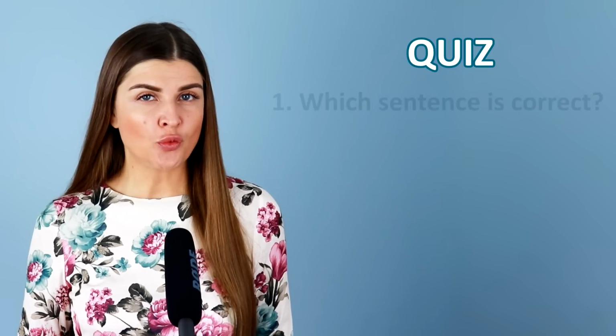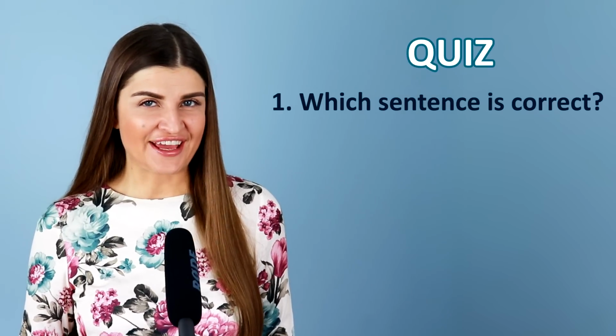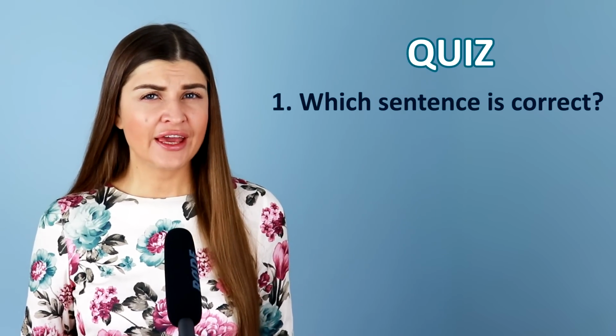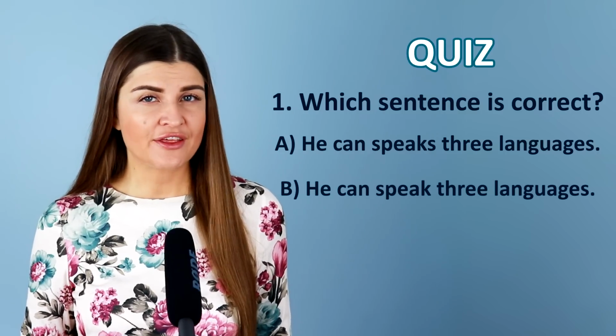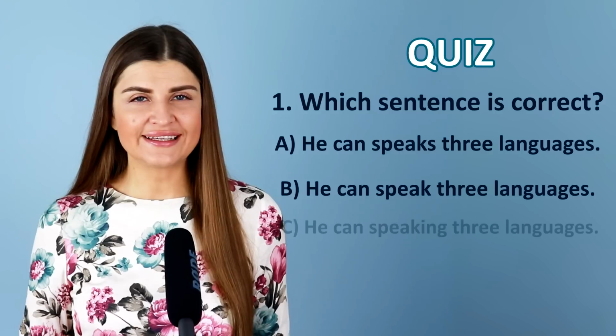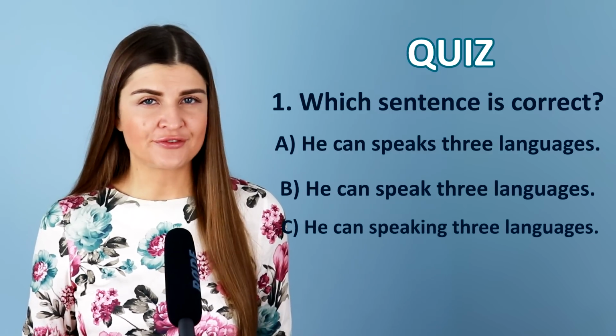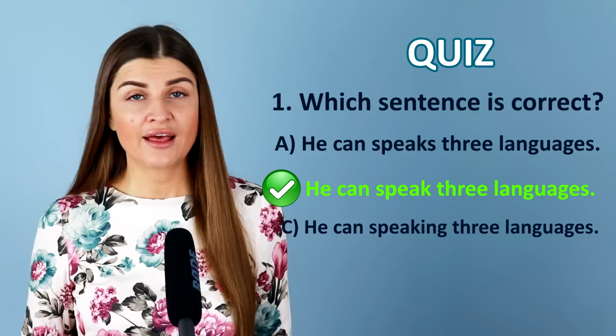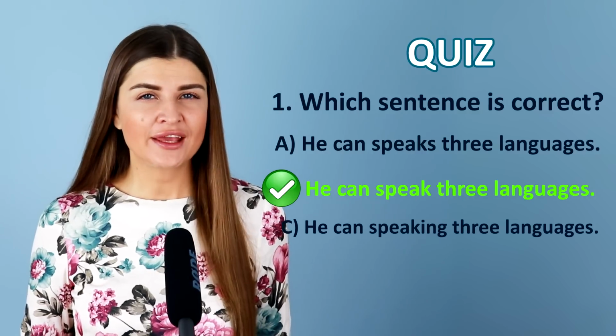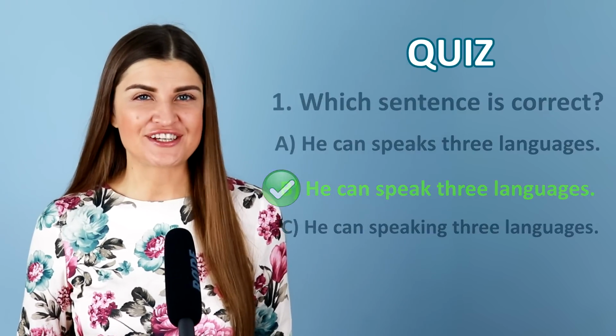Now let's have a little quiz. Let's check if you can use modal verbs correctly. Question 1. Which sentence is correct? A. He can speak 3 languages. B. He can speak 3 languages. C. He can speak in 3 languages. The correct option is B. He can speak 3 languages.